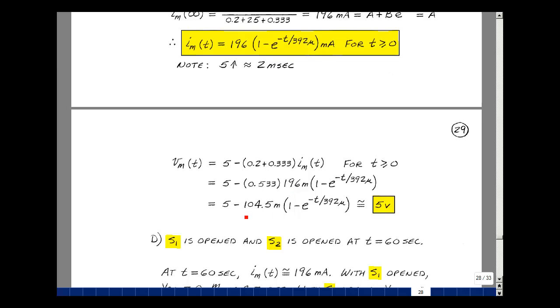Multiplying this out, we get 0.1045, and then our exponential equation. This is a small number, and we're going to subtract it from 5, and this is of course going to go to 0 very quickly. The voltage across the motor is approximately 5 volts. The motor is going to turn. The voltage across is fairly constant, and the motor is now spinning in the opposite direction.